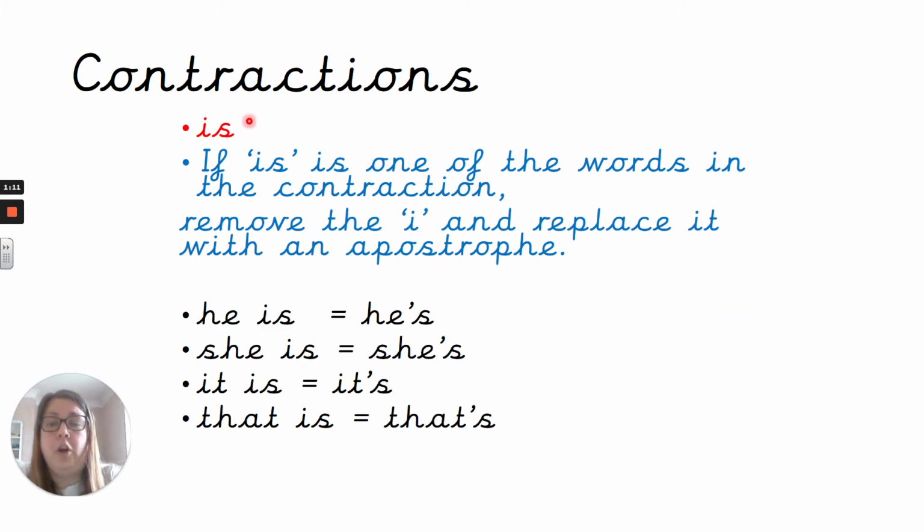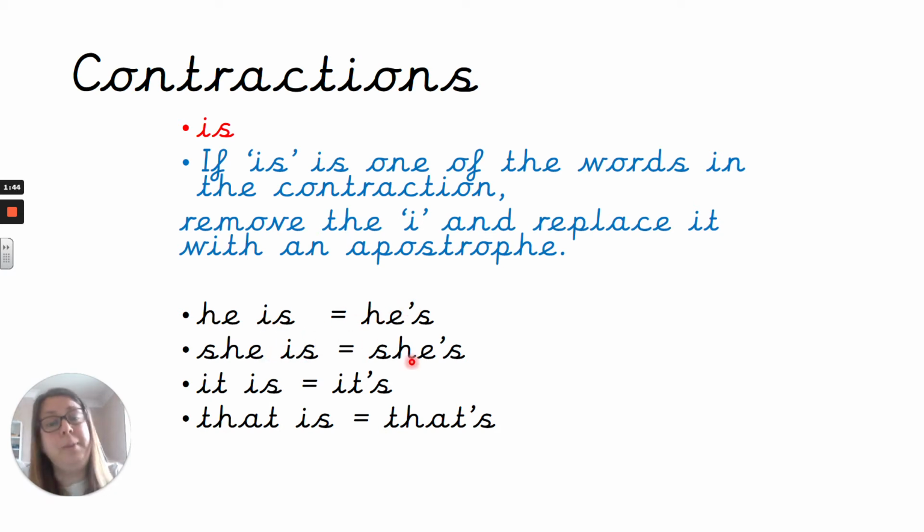And another rule we've got is if we're writing is. If is one of the words in the contraction, we remove the I and replace it with an apostrophe. So we're replacing them with an apostrophe every time. So I am, we replace the a with an apostrophe to make I'm. This time we're writing is, but we're replacing the I with the apostrophe. So instead of writing he is, we'd write he's. So instead of saying he is a boy, you could say he's a boy. So look, we don't write the I, we just do the apostrophe.